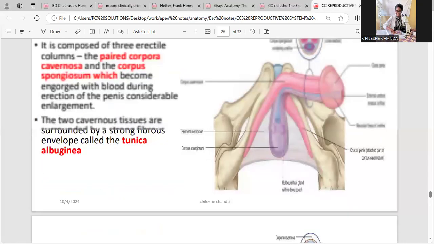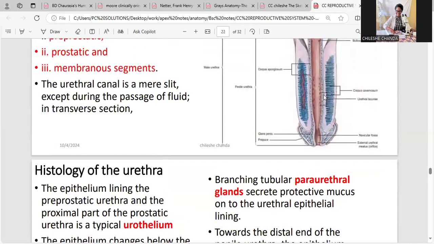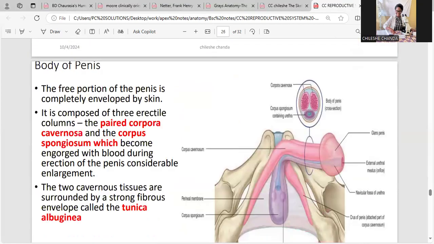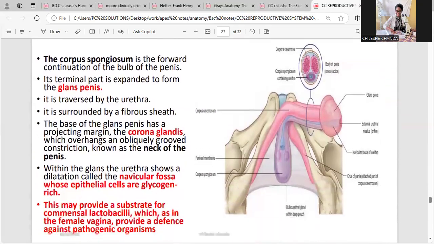If you look at this diagram here, this is the glans. Inside the glans we have the urethra passing through it, but towards the end in the glans, we have this portion where the urethra shows a dilatation, and this is known as the navicular fossa. That is what we are going to call the navicular fossa.